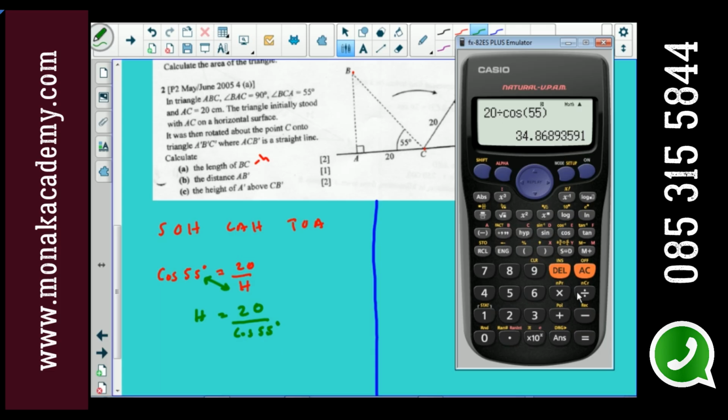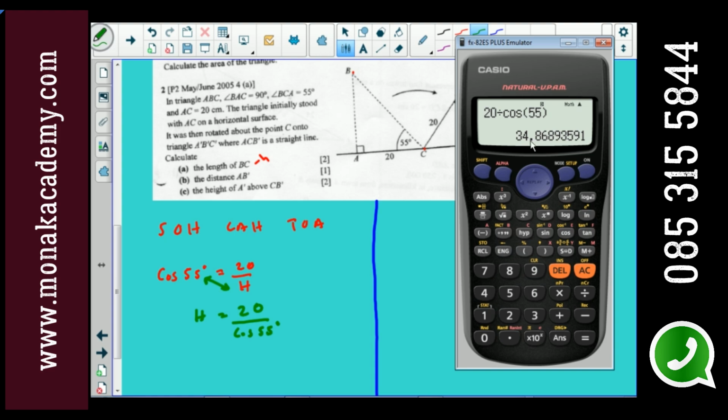Yeah, 34.9. Because for 3 significant figures, you count from the first significant figure, and any significant figure is regarded as from 1. 0 is not significant. So 3 is significant. So we count 1, 2, 3, meaning we land at 8, but then you look at the next one after the 3 significant figures. In this case, it's a 6. So since 6 is from 5 and above, we make the previous one higher by 1. So this becomes a 9.